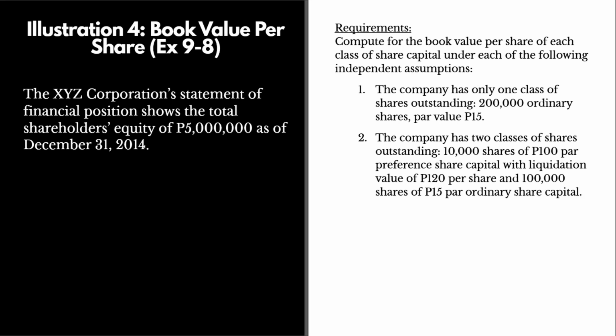The XYZ Corporation Statement of Financial Position shows total shareholders equity of 5 million as of December 31, 2014. So yun lang yung info. Requirements are compute for the book value per share of each class of share capital under each of the following independent assumptions. First, the company has only one class of shares outstanding, 200,000 ordinary shares, par value is 15 pesos. Number 2, the company has two classes of ordinary shares outstanding, 10,000 shares of 100 peso par, preference share capital with liquidation value of 120 per share, and 100,000 shares of 15 pesos par value ordinary share capital.